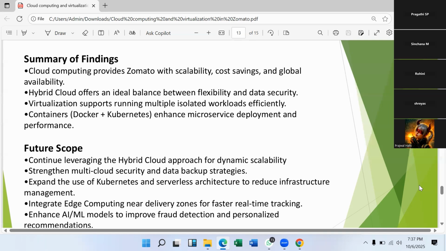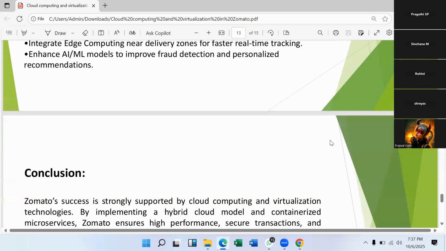Future scope. Enhance operations by continuing with the hybrid cloud strategy for scalability, improving security and backup across multiple clouds, and adopting serverless computing to reduce infrastructure overhead. Using edge computing near delivery zones can make tracking more responsive, while advancing AI and ML models will help detect fraud more accurately and offer personalized user recommendations. Next slide.